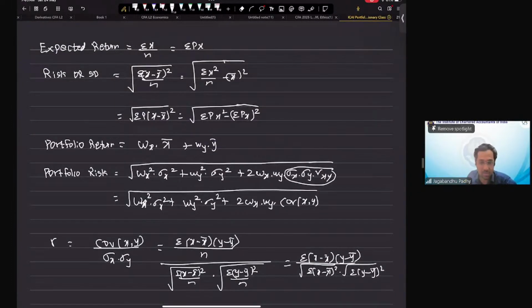Just did this in the last class. I am just recapping all the formulas. No problem, we have done this last time. I'm just putting all the formulas in one page so that we can be referring to them again.